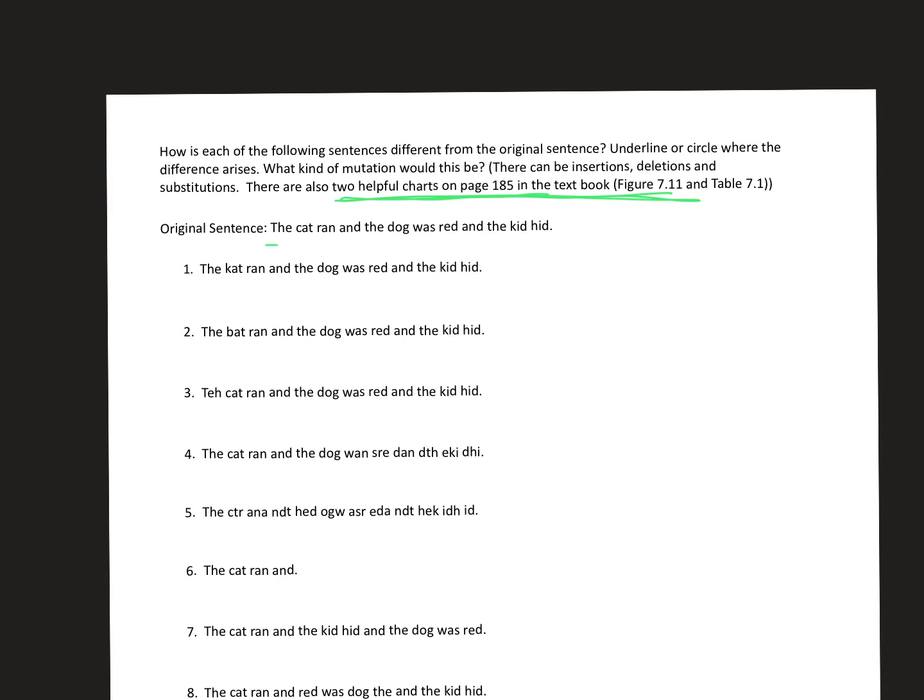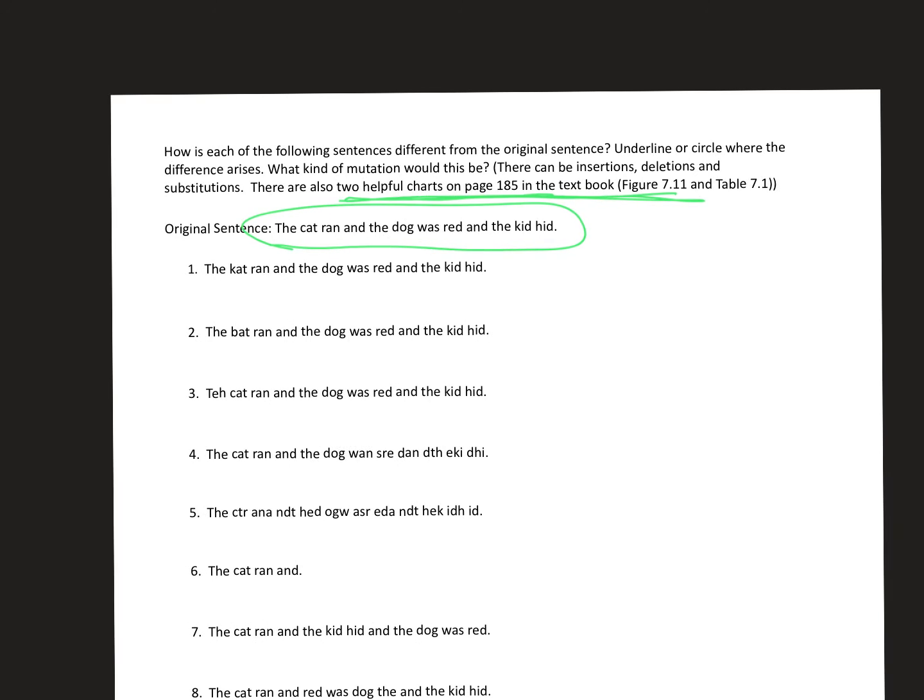So we have our original sentence, then each of these is a different mutation. We can do number one together. The original is: the cat ran and the dog was red and the kid hid. A pretty solid, interesting sentence. For number one, the only difference I see is they spelled cat with a K. If you're reading it out loud, you don't even hear a difference. So for this one, I'm just going to say substitution.